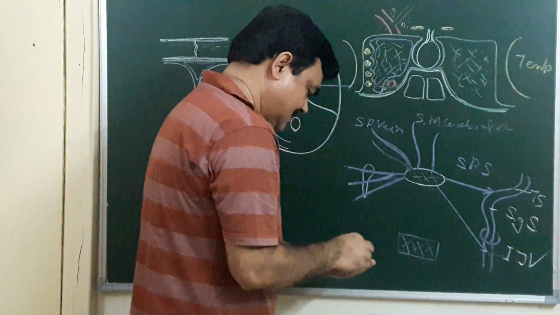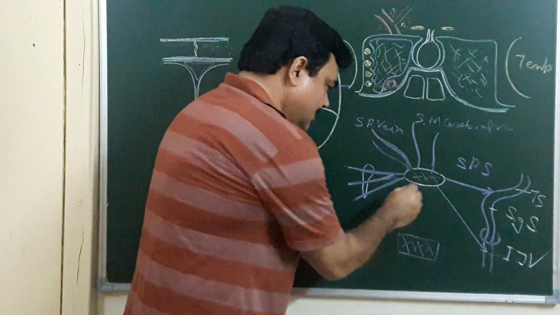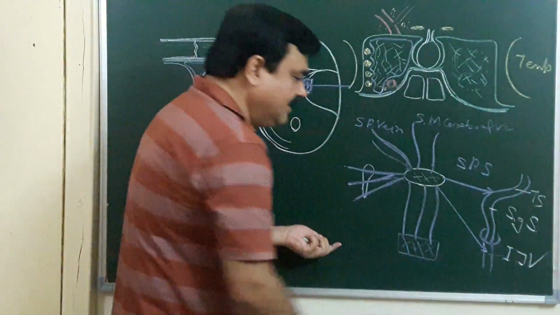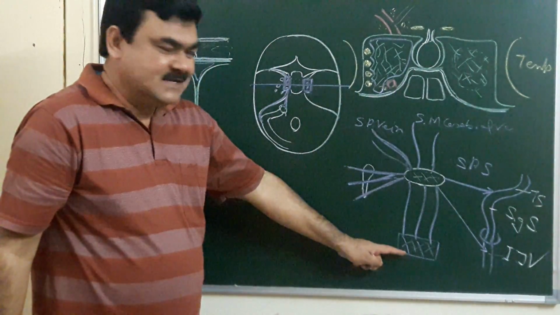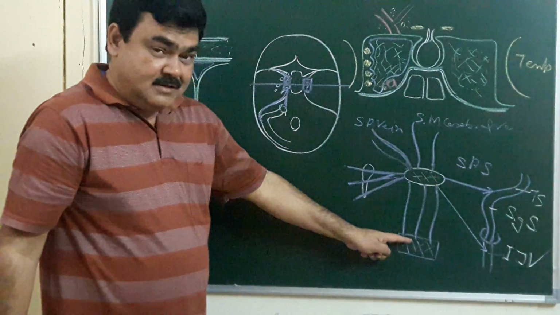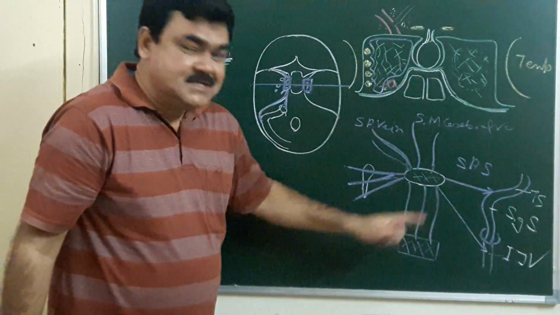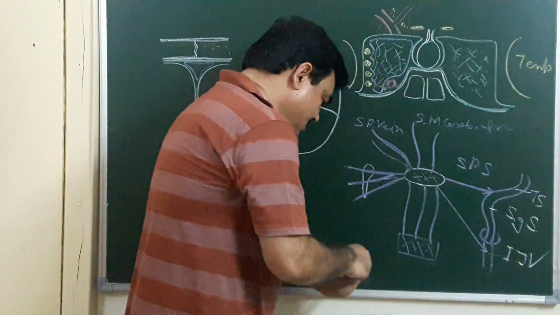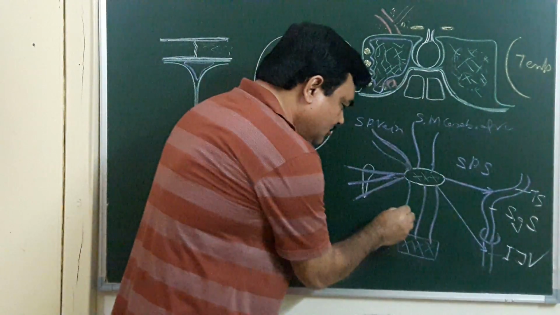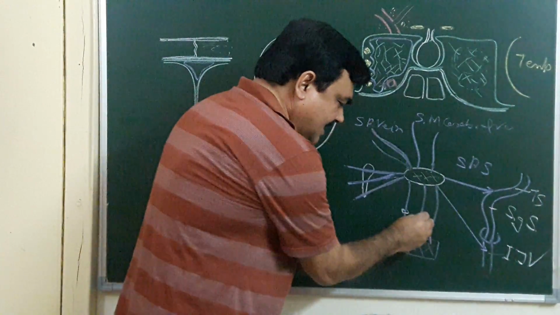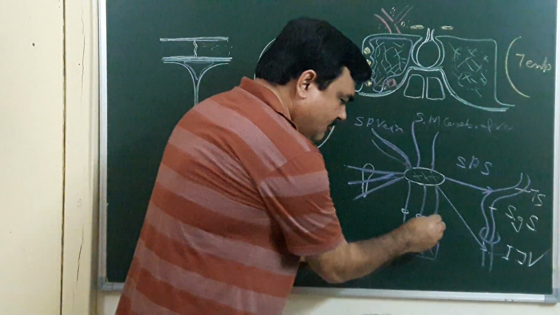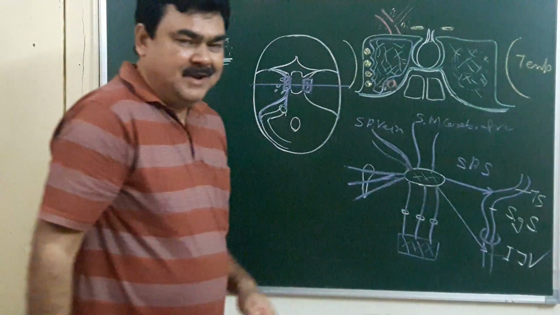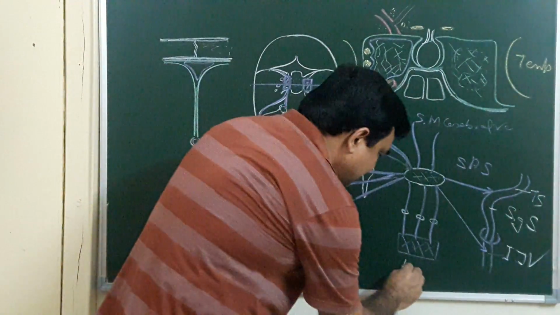Another thing, here is the pterygoid venous plexus. Through emissary veins, the cavernous sinus is connected with the pterygoid venous plexus. These emissary veins pass through the foramen ovale, the emissary sphenoidal foramen, and the foramen lacerum. So it passes through these foramina.